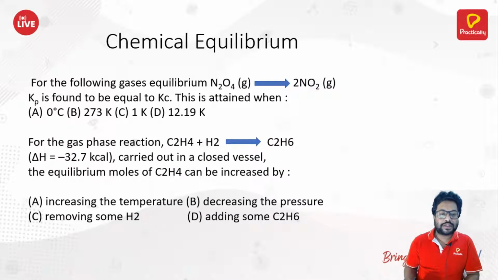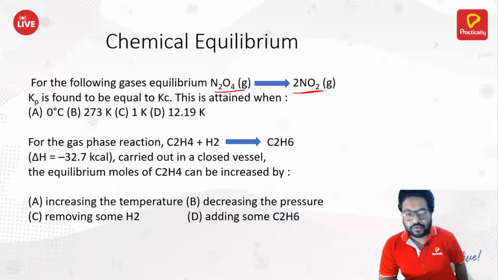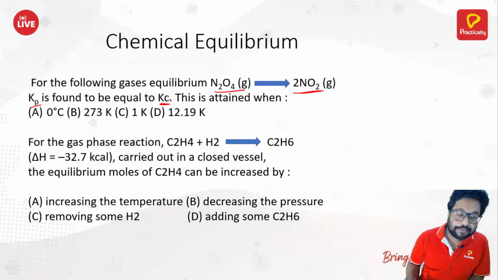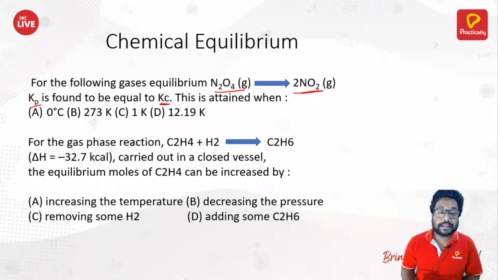Next, for the following gases, equilibrium N2O4(g) is giving us 2NO2. Kp is found to be equal to Kc. This is attained when?